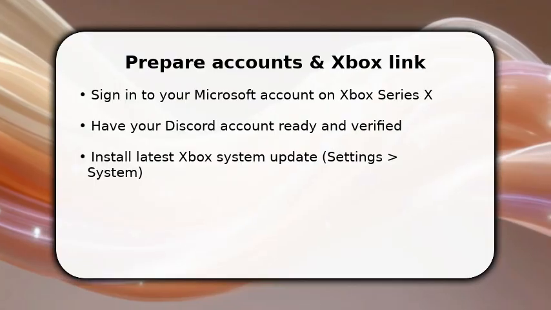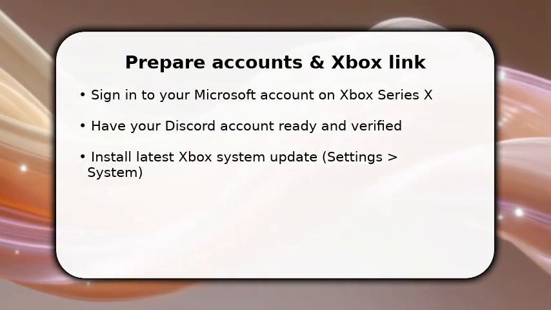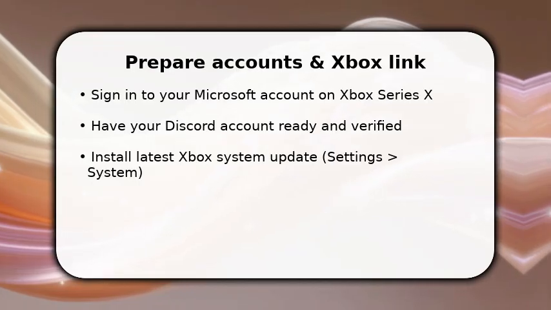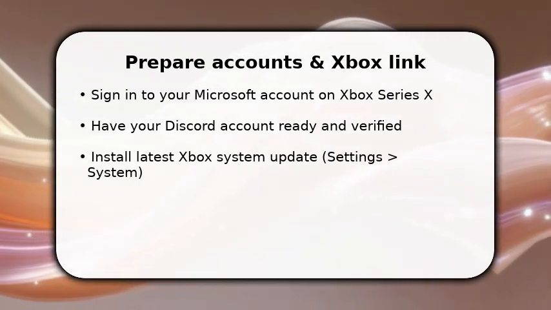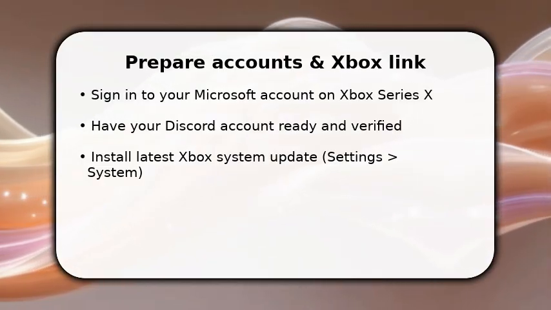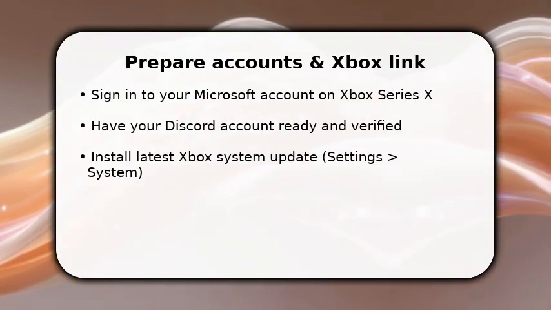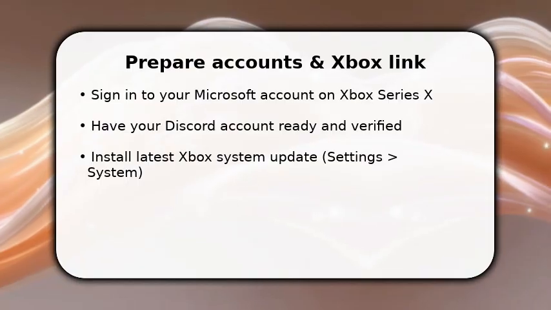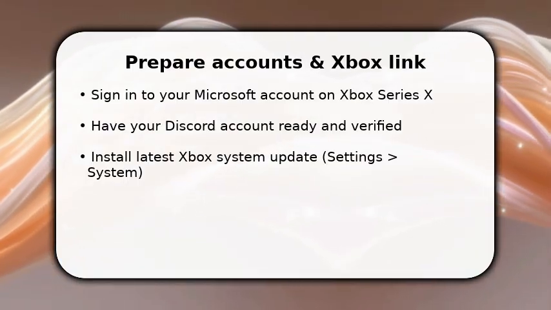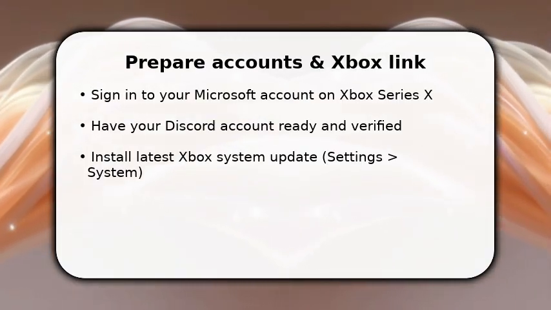You start by preparing both accounts and the console. Sign into your Microsoft profile on the Xbox Series X, make sure Discord is an active verified account, and install the latest Xbox system update. Once done, open the Xbox mobile app on your phone or the console's guide, and go to Profile Settings, Linked Social Accounts to begin connecting. Do this now so you can move straight into authorizing and pairing without delays.